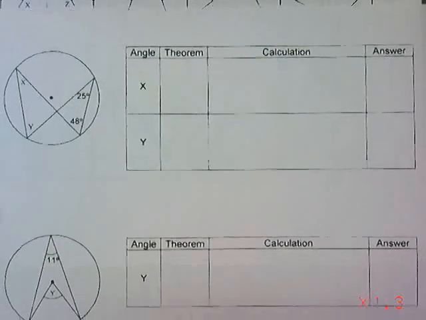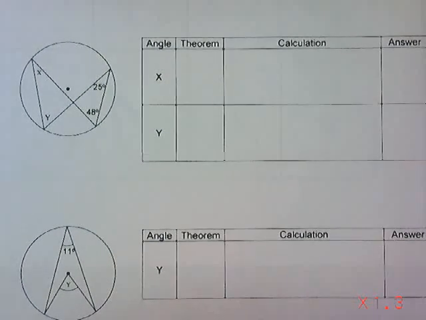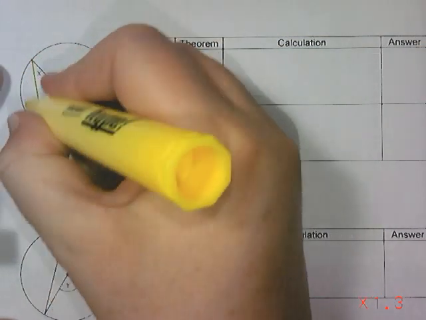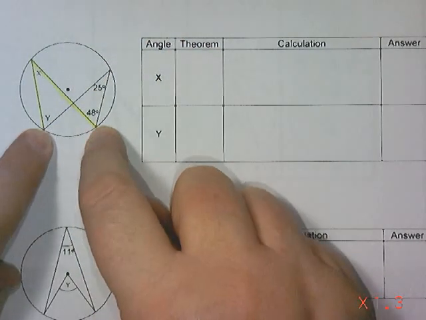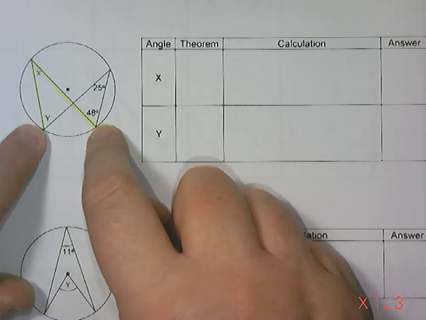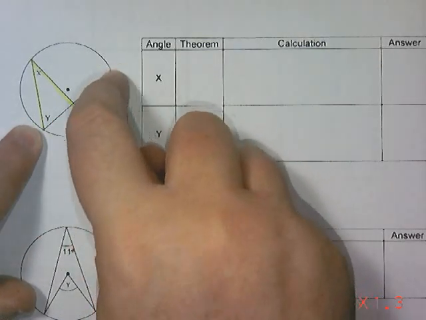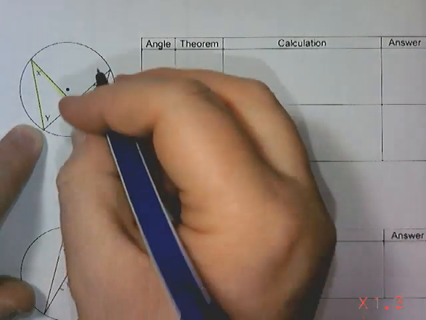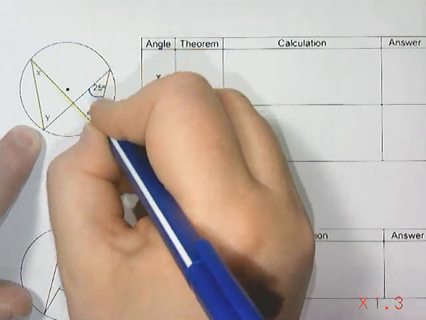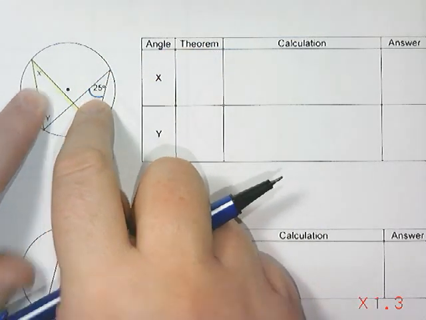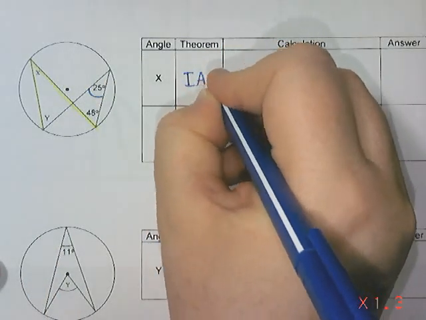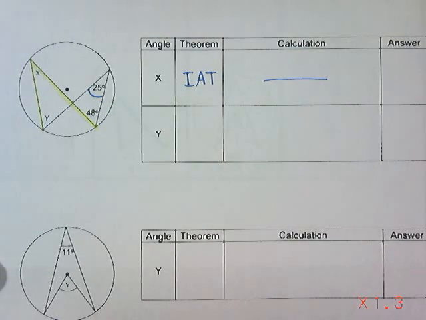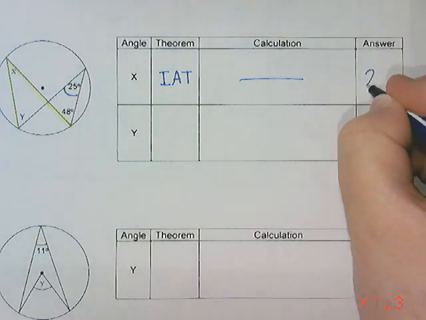Okay, so now that we've taken a look at the rules, we're going to look at our diagram. And I'm going to start with angle x. If I trace angle x, it is this angle there. Is there another angle being drawn from those same 2 starting points? Yes. This angle here is being drawn from those same 2 points, and it is 25 degrees. So x is just going to be 25 degrees because of the inscribed angle theorem, or IAT. No calculation is required, right? It's just going to be 25 degrees.